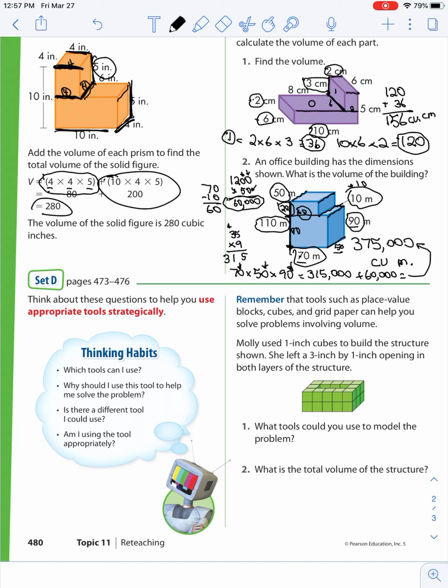So let me see, we got 1, 2, 3, 4, 5. We got 5 in the front, we got 5 in the back, that's 10. And then I have 1 in the middle and another one in the middle. So that is 12 for the top layer. The bottom layer, they tell us, is the same. So 12 plus 12 equals 24. So the total volume of the structure is 24 cubic units.